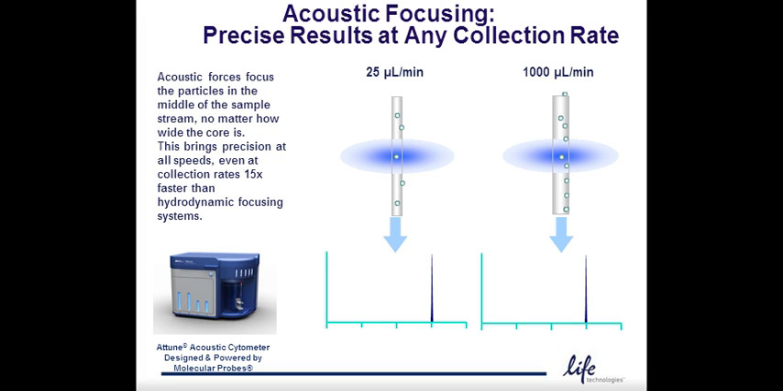This brings precision at all speeds and allows for collection rates much faster than hydrodynamic systems. With acoustic cytometry, there is no trade-off of speed and sensitivity. Because of this, sample rates can also be increased dramatically, up to 1,000 microliters per minute, and give highly precise measurements.